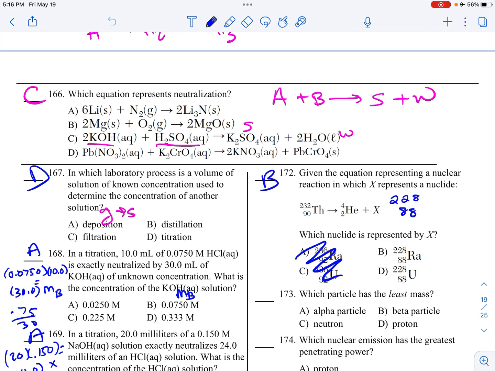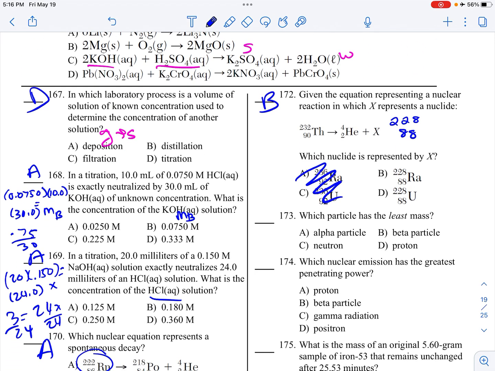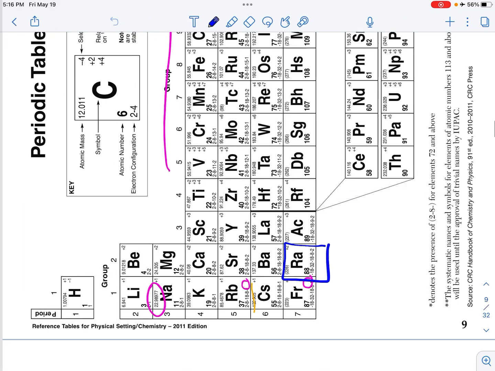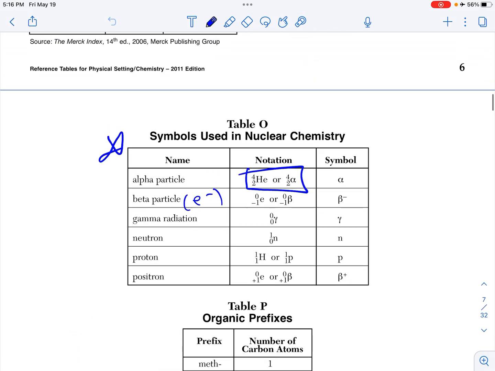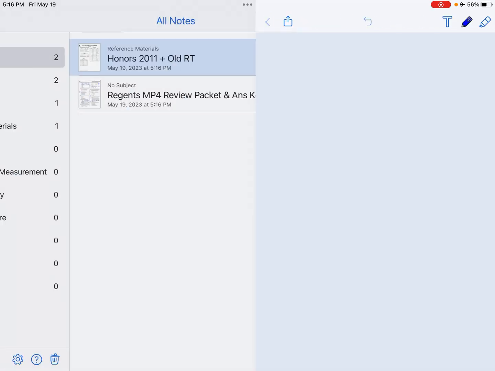There you go. Which particle has the least mass? Alpha, beta, neutron, proton. Table O. Alpha has a mass of 4, beta has a mass of 0, neutron has a mass of 1, proton has a mass of 1. Beta particle.